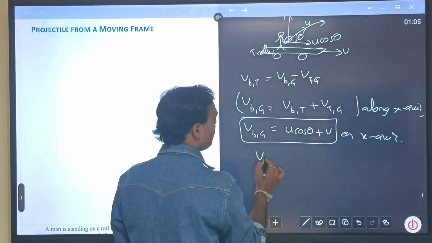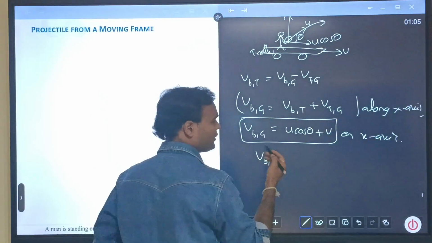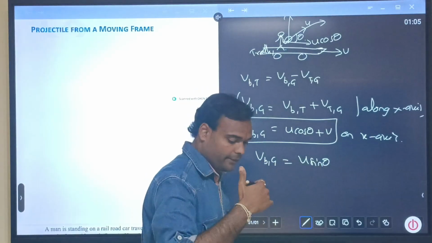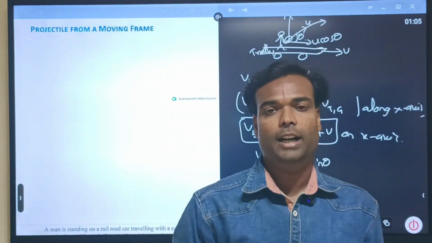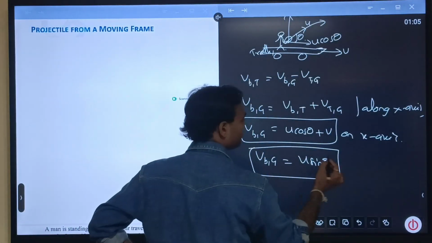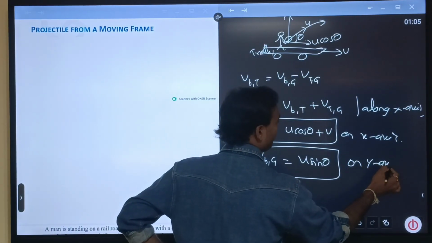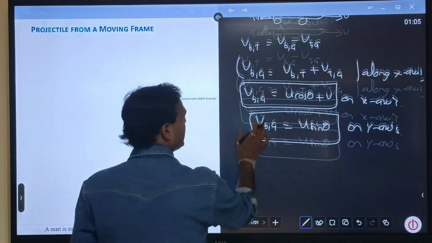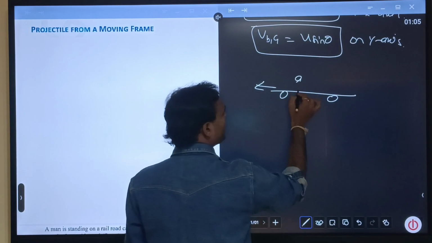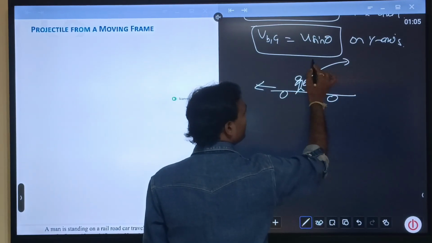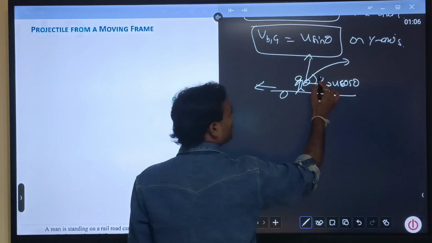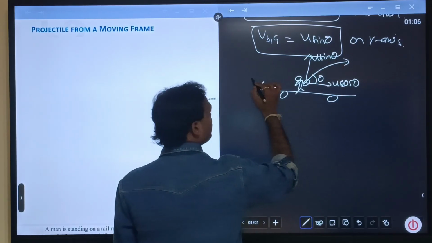Similarly, velocity of ball with respect to ground on the y-axis is actually u sin theta only. There is no vertical velocity of the platform or trolley. Right? Similarly, if I see the case as trolley is moving in the leftward direction, but he is throwing the object like this, u cos theta, u sin theta, and it is v.